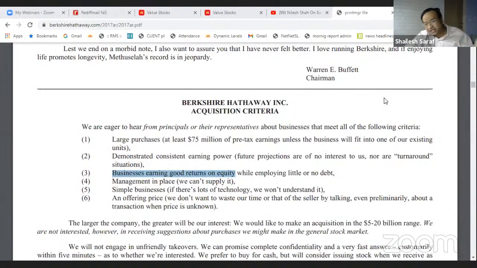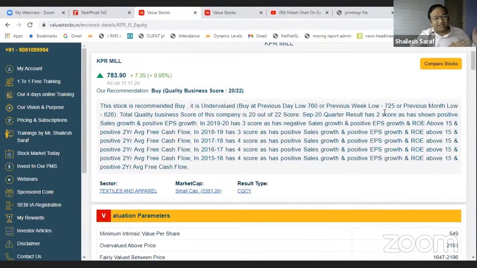Okay, so let's go back to KPR Mill. Do you need more evidence, friends? Then probably you have to do another class with me where I show all the videos and everything, right? So basically what we have done is we have created a score for every stock. You see KPR Mill is 20 out of 22. Okay, that means KPR Mill will always give us profitable returns in future, right?